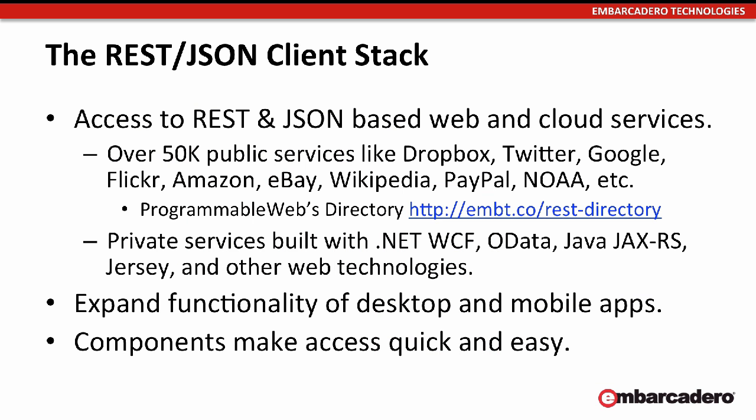So the REST JSON client stack gives you access to REST and JSON based web and cloud services. Now there's over 50,000 different public services like Dropbox, Twitter, Instagram, Flickr, you name it pretty much, and it has a web service. If you go to Programmable Web's directory right there, you can check out their list. They have about 50,000 services available there.